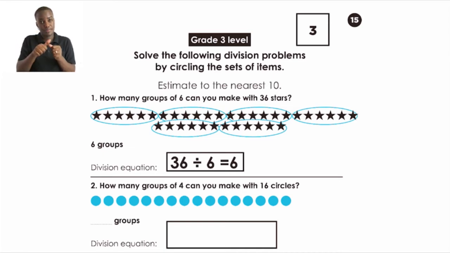And remember to count out loud as you are circling. Let's just look at number 2. Number 2 says, how many groups of 4 can you make with 16 circles? So we have our 16 circles there, and you're going to put them in groups of 4. You need to count 4 circles before you circle them as one group. And then after that, you must count your groups and put the answer where it says groups. Then you're going to make a division equation, starting with 16 divided by, and then you continue. The rest of these you can do by yourselves.